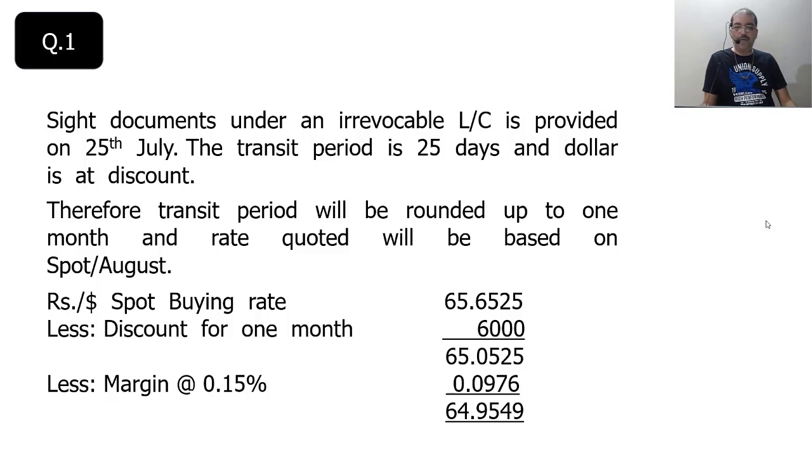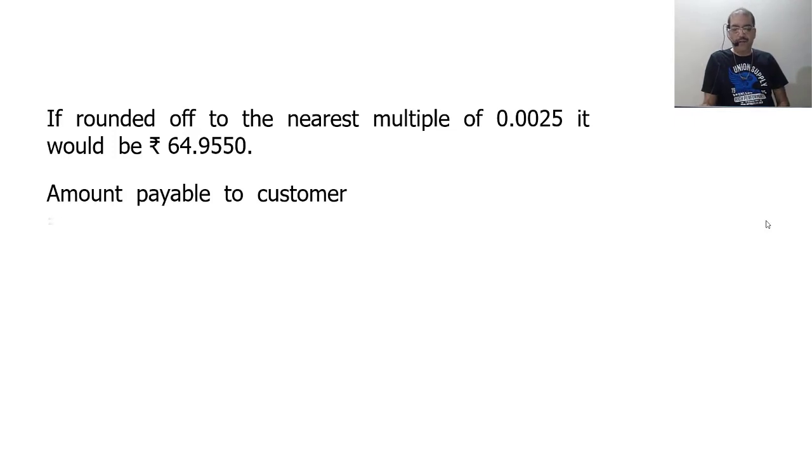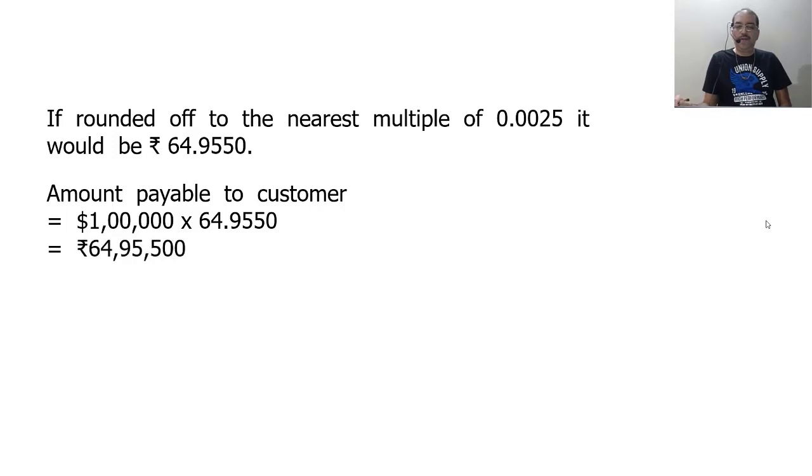So you will round it up to the nearest multiple of 0.0025. So write down, if rounded up to the nearest multiple of 0.0025, it would be 64.9550. So what is the amount payable to the customer? $1 lakh into the rate 64.9550. So the amount payable to the customer is 64 lakh 95,500.